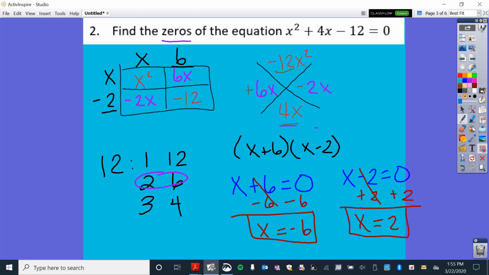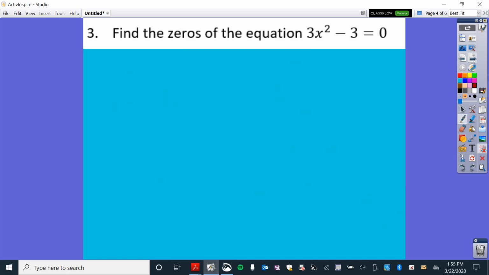Number 3. Find the zeros of the equation 3x squared minus 3 equals 0. So we're going to do this the exact same way. It's still having us find our zeros, so we're going to do the same thing. We're going to start and create our box.